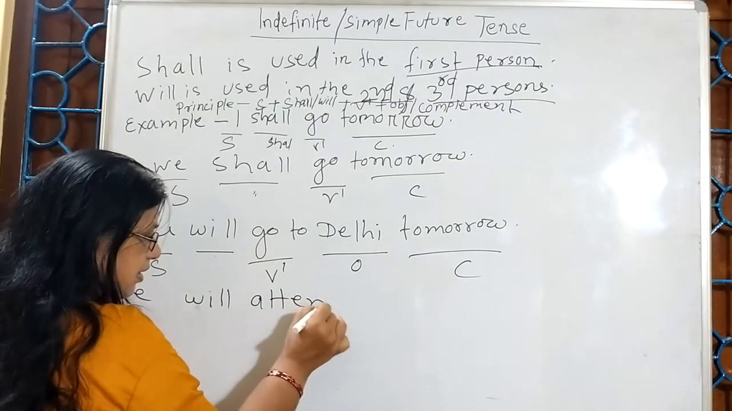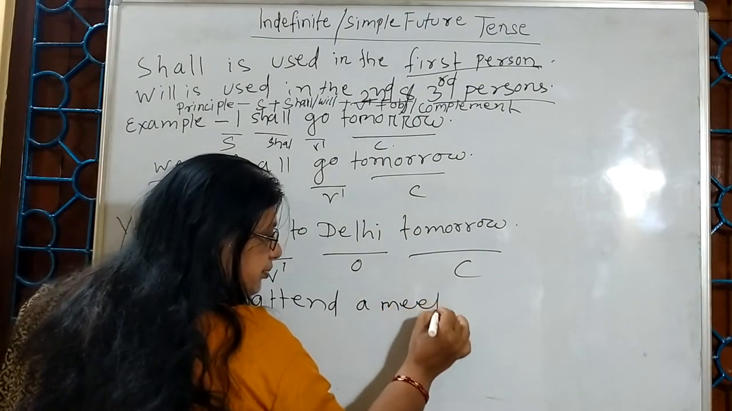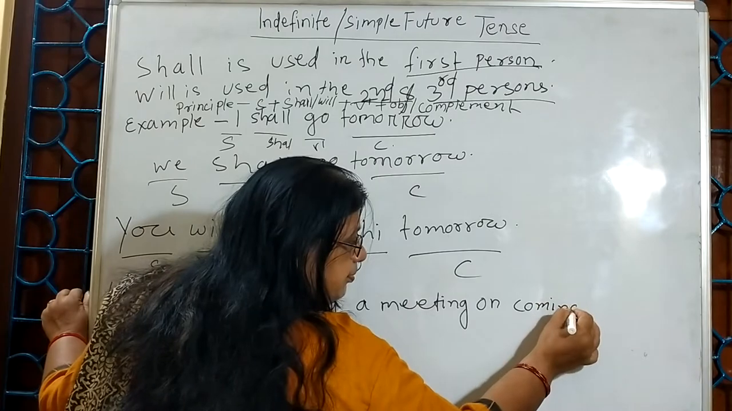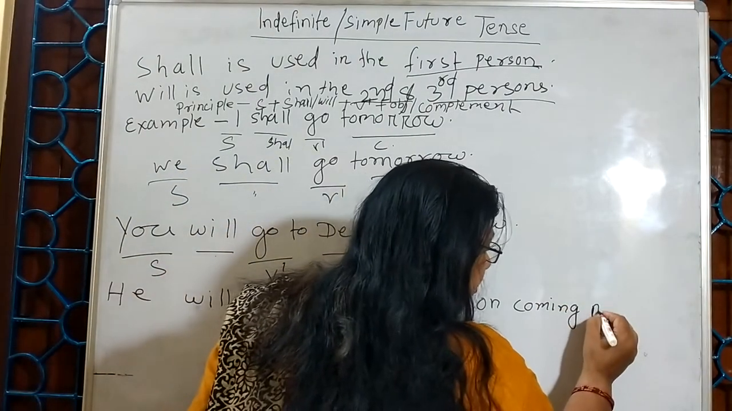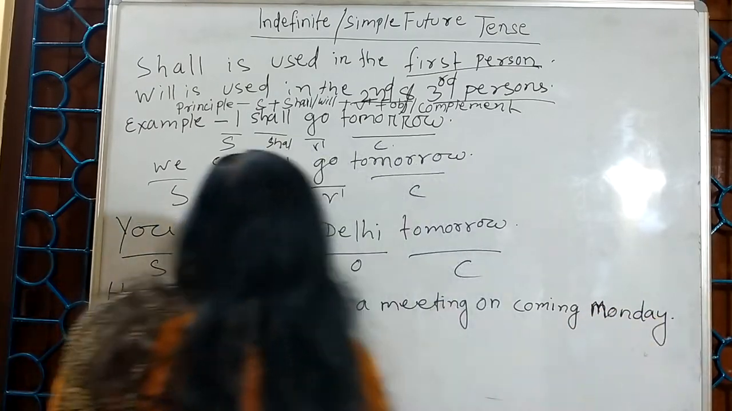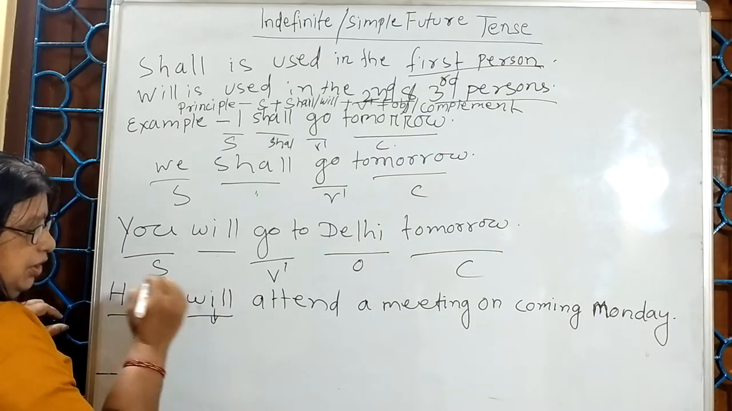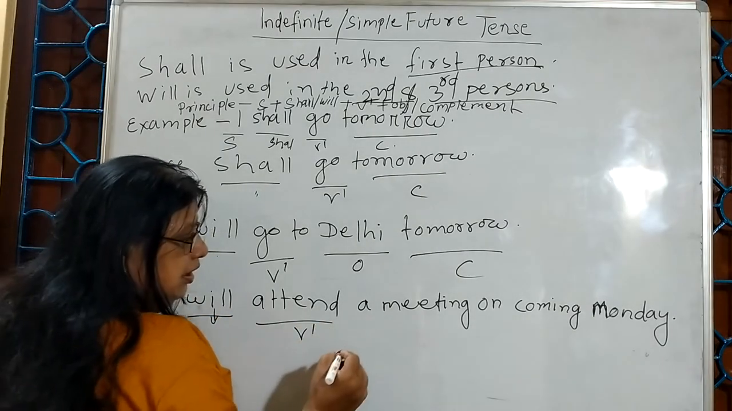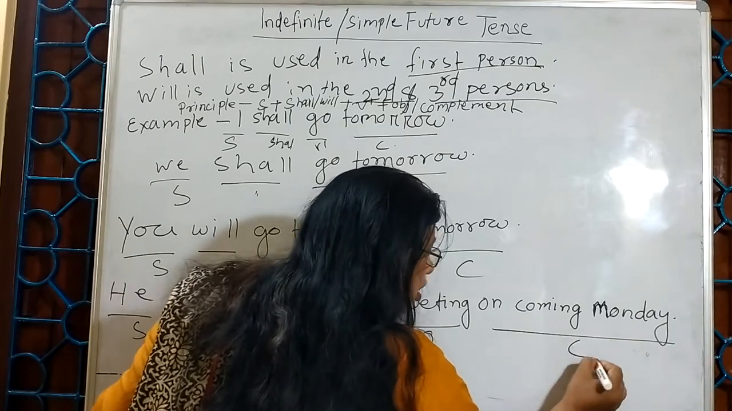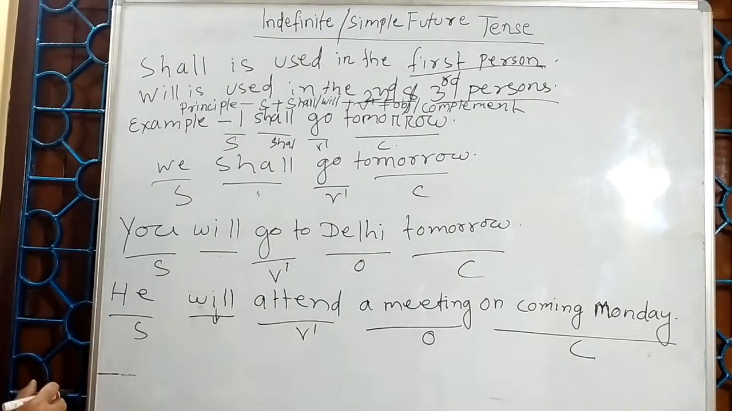He will attend a meeting on coming Monday. So he is the subject, third person singular number, will is the helping verb, attend is verb one, a meeting is the object, on coming Monday is called a complement. Now let us see third person plural number.